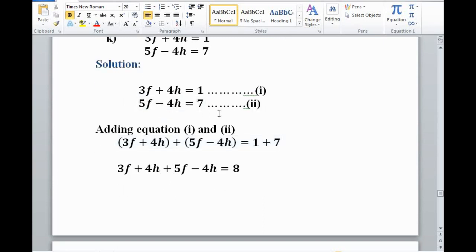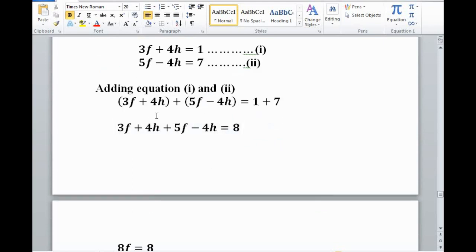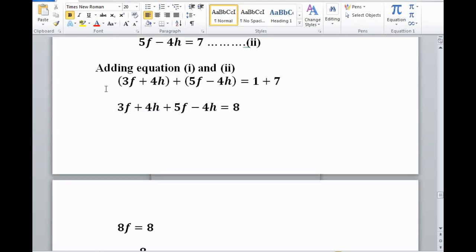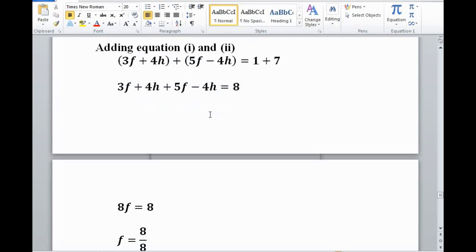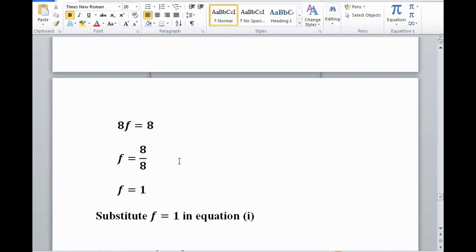So first I will name them as equation 1 and equation 2. Then I will add equation 1 and 2. Then I will simplify this step. So we get 3f plus 4h plus 5f negative 4h equals 1 plus 7, 8. So here we have positive 4h and negative 4h will cancel out each other. So we left 5f plus 3f, and their sum is 8f, and the right side equals 8.